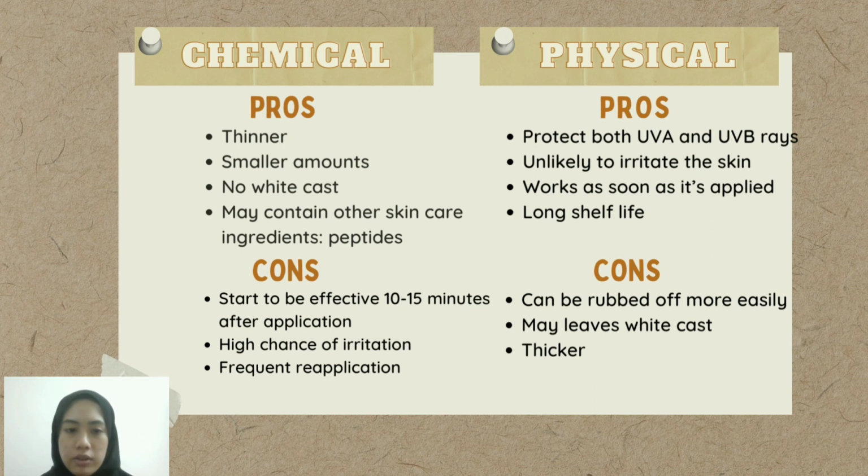The cons of physical sunscreen are that it can be rubbed off more easily, especially when it comes in contact with water or sweat. It also may leave white casts on the skin, which require more effort to fully rub in. Physical sunscreen tends to be thicker and will have a physical appearance.